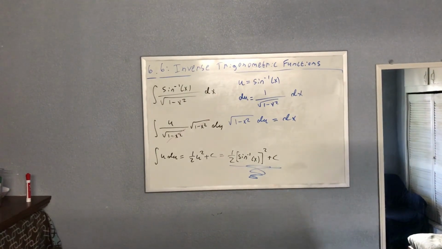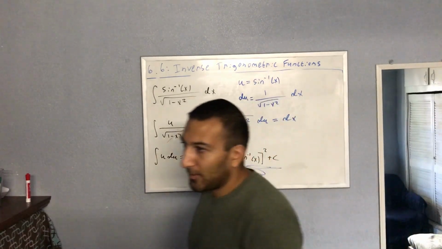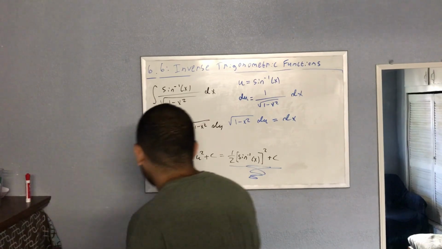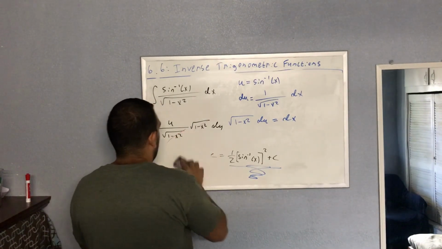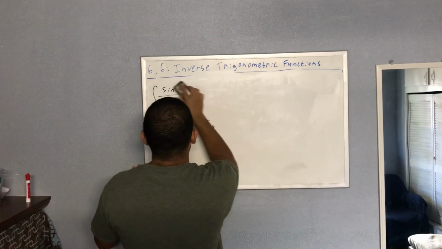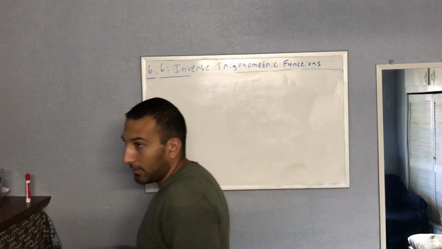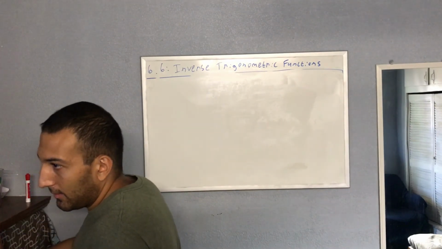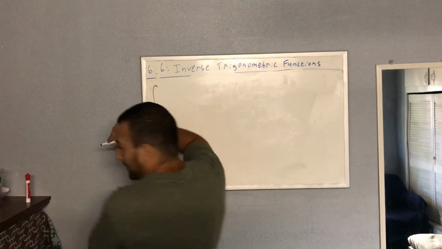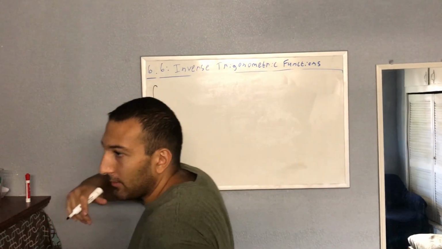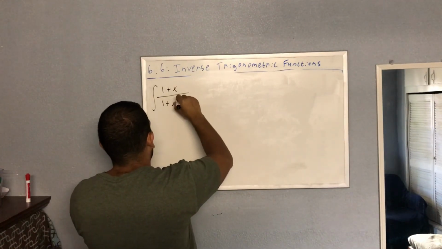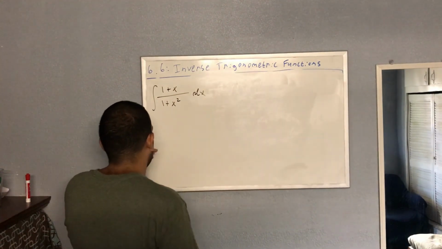Okay, and then we still have a little bit more time, so maybe one more example. Oh, this one's a really nice one. This is number 63. Okay.